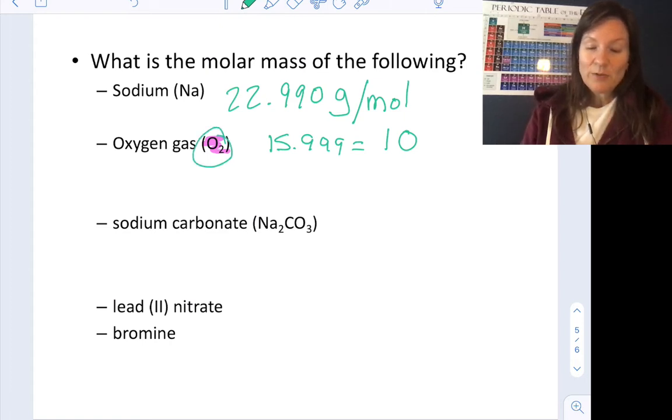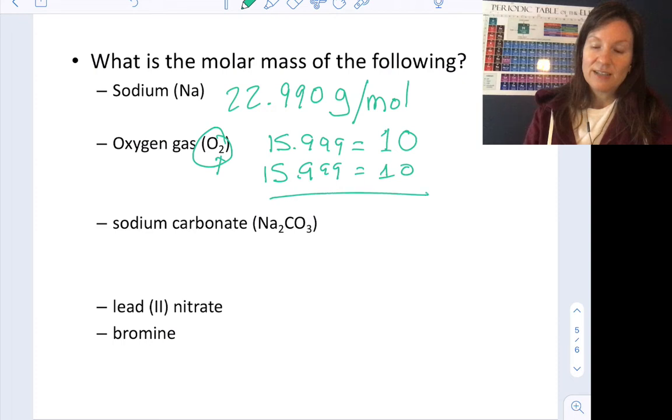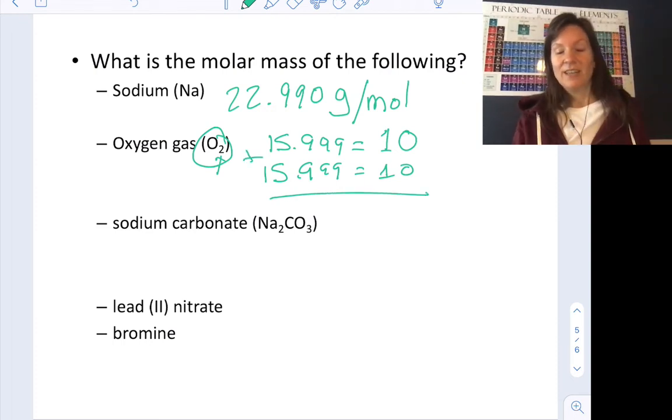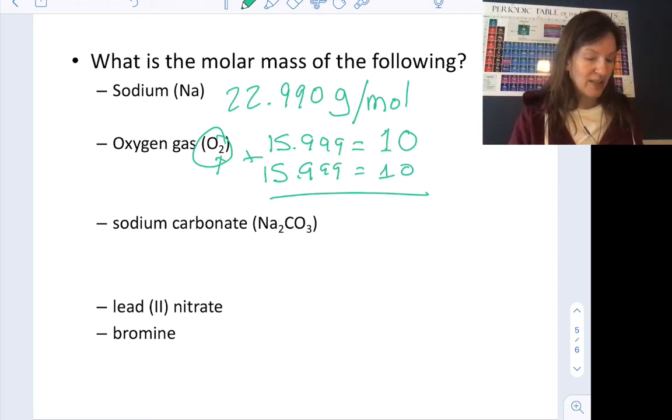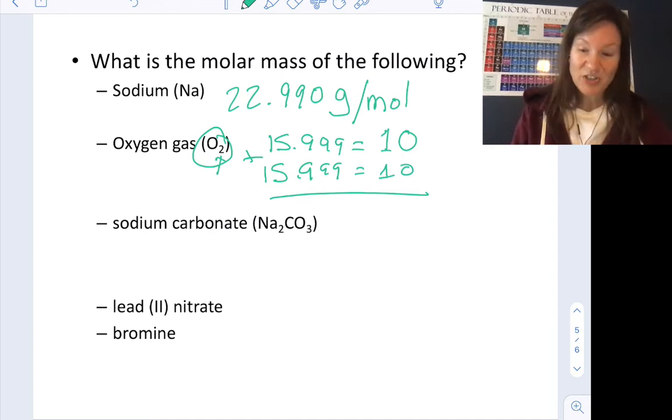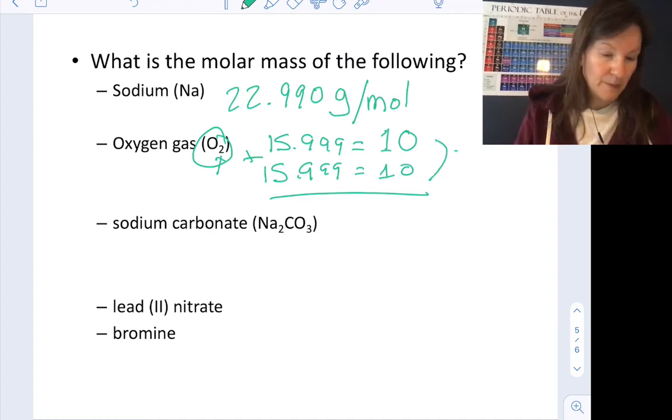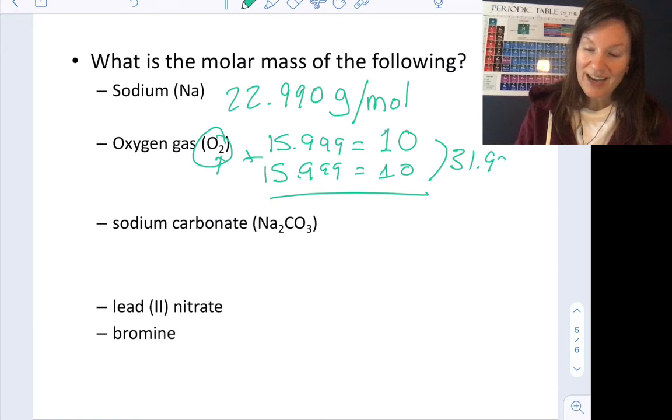Now, since this chemical formula is O2, meaning I have 2 oxygens, in order to calculate that, I just need to have the molar masses of 2 oxygens that I add together. Okay? So if I have the mole of 1 oxygen and add it to the mole of a second oxygen, that will be the molar mass of 2 oxygens, which is what the question asked. So that would equal 31.998, and again, the label is grams per mole.